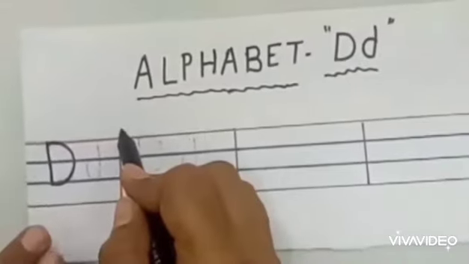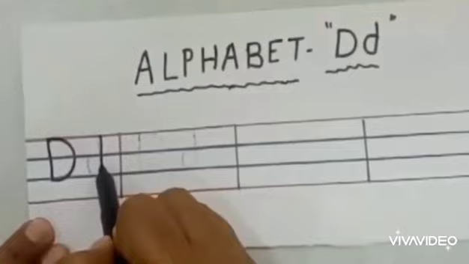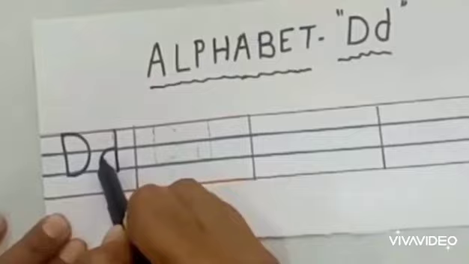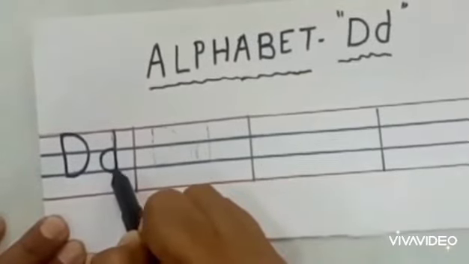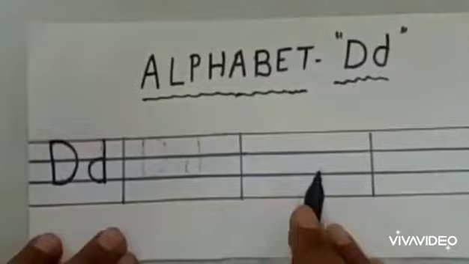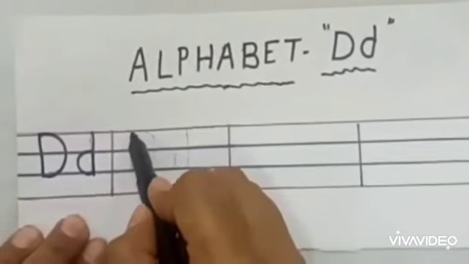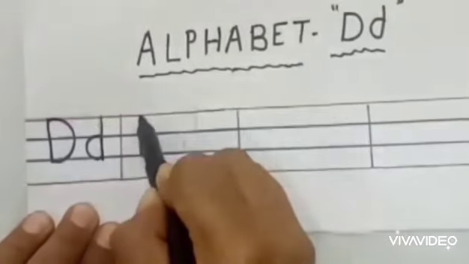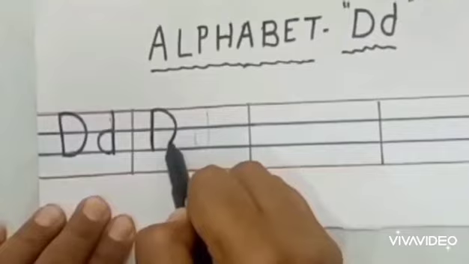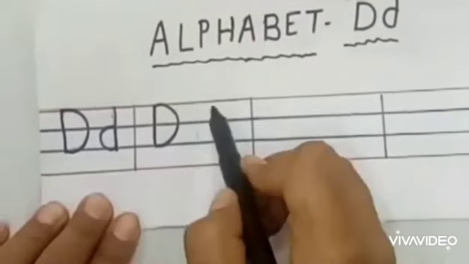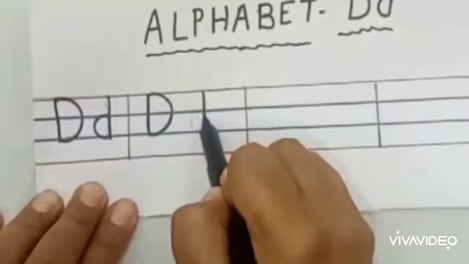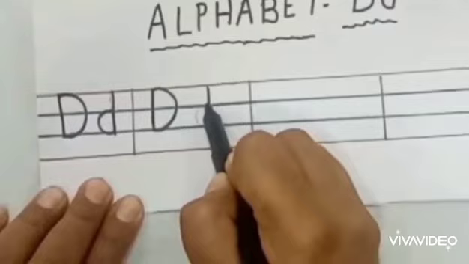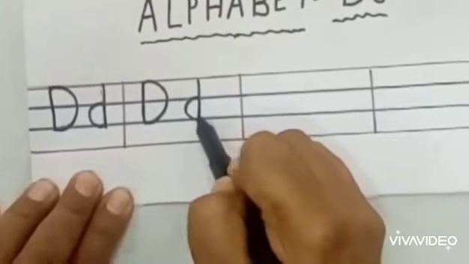Capital D. Now small d. Red line to blue line standing line. Go up to the first blue line. Make a C and touch the blue line. Small d. Now let's do it again. Red line to blue line standing line. Go up to the red line. Make a reverse C and touch the blue line. Now small d. Red line to blue line standing line. Go up to the first blue line and make a C and touch the blue line.